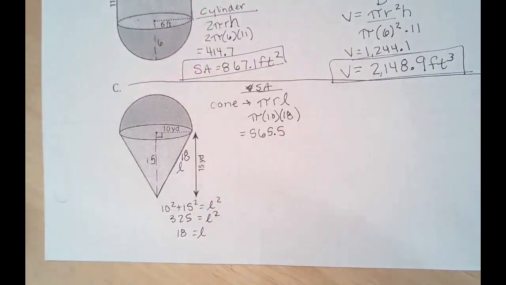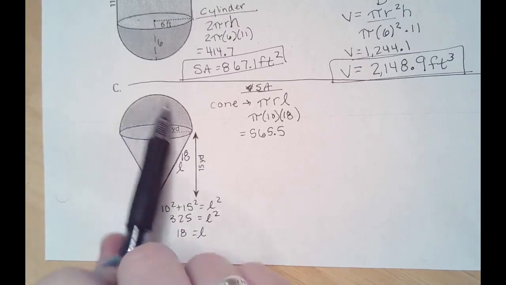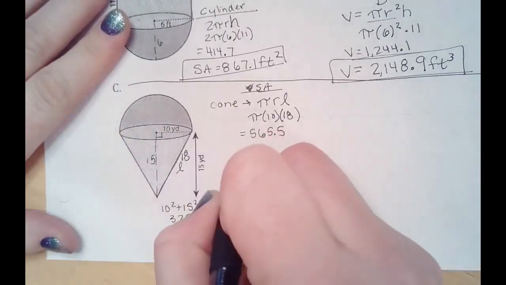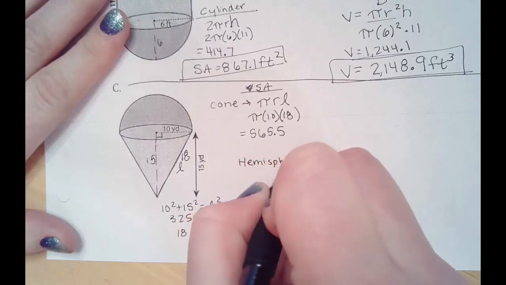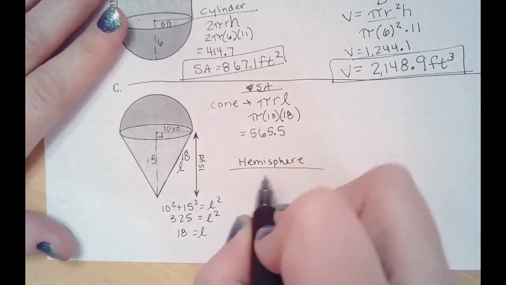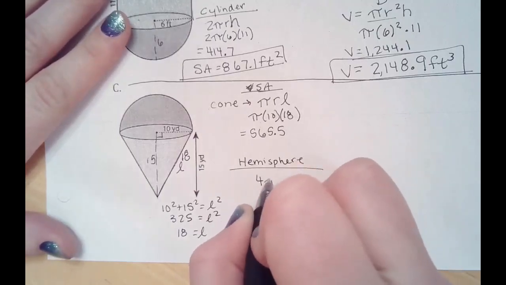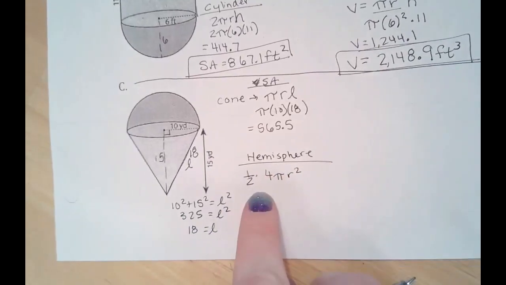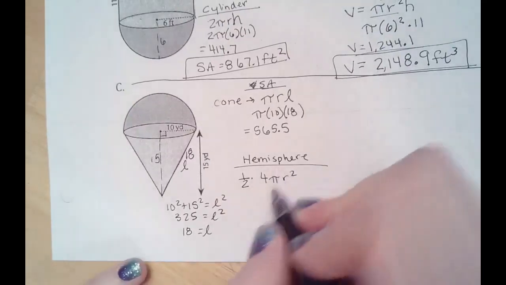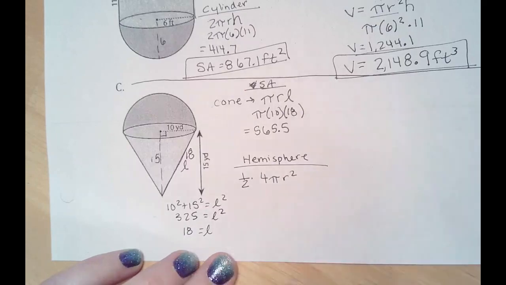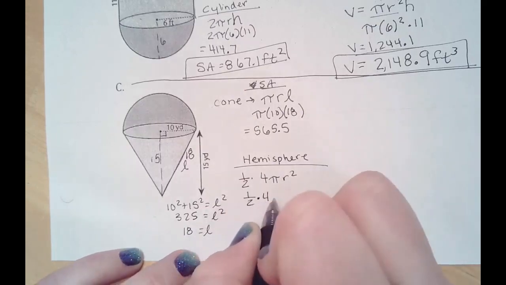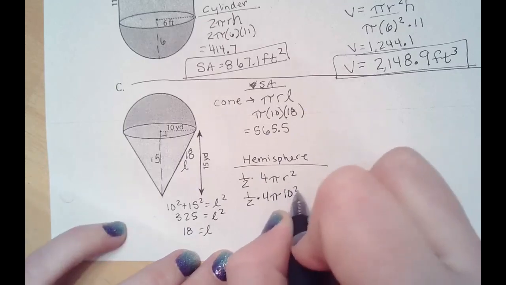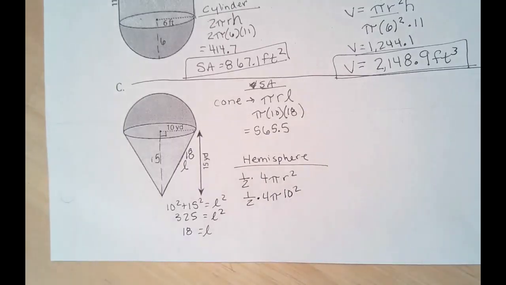Okay, then we would need to go ahead and find the surface area of our sphere. And it's half of a sphere, so let's go ahead and write hemisphere. If we're finding the whole sphere, it's 4 pi r squared. Because we're finding half of it, you can throw a half out in front. If you just put a 2, that'd be fine, but I would start out with half. Then we plug in for r. So 1/2 times 4 pi r squared, so 10 squared. Plugging that all into your calculator, we get 628.3.